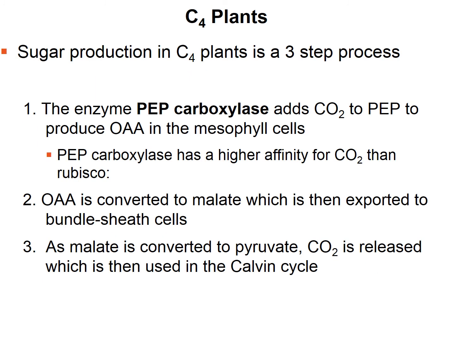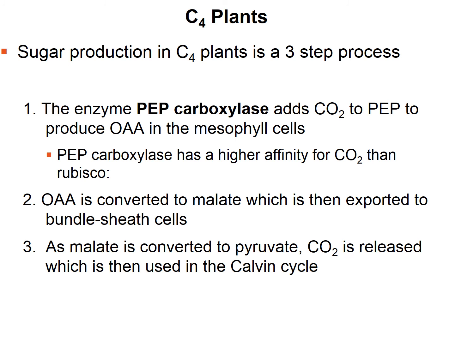So sugar production in C4 plants is a 3-step process. You're going to notice here that we're using a different enzyme than we used before. The enzyme that's going to be used is called PEP carboxylase. This is going to add carbon dioxide to a molecule called PEP. This is going to produce OAA, oxaloacetate, in the mesophyll cells.